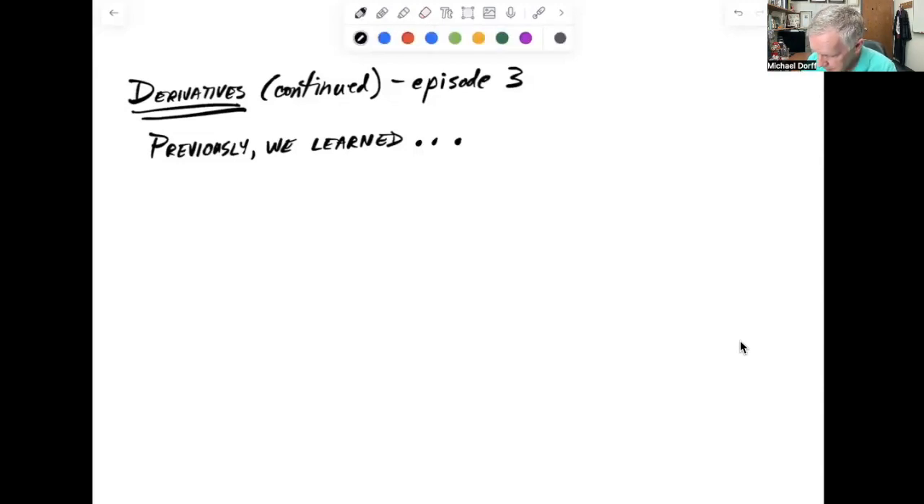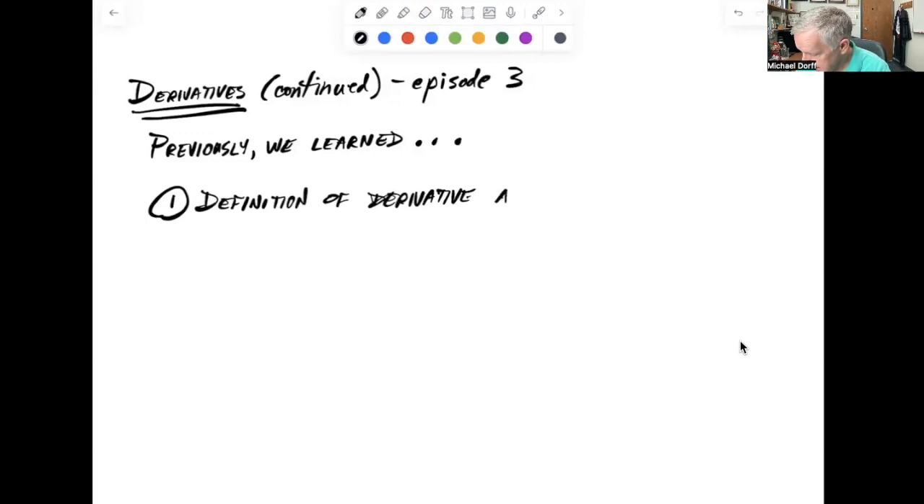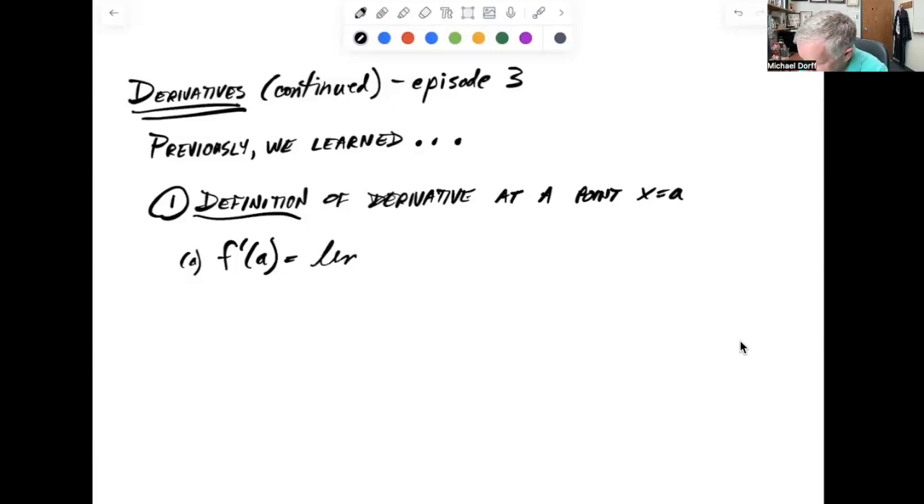Well, first of all, we have the definition of a derivative at a point, at the point x equals a. Okay, and what was that definition here? That could be thought of first as the derivative of f of a is going to be the limit as h goes to 0 of f of a plus h minus f of a all over h.